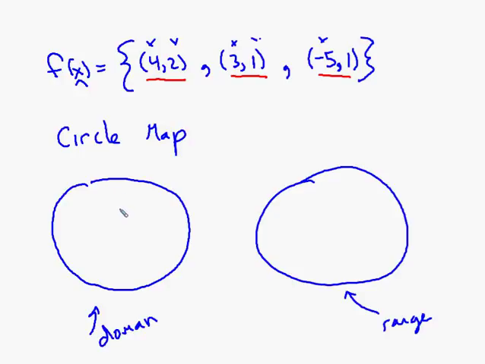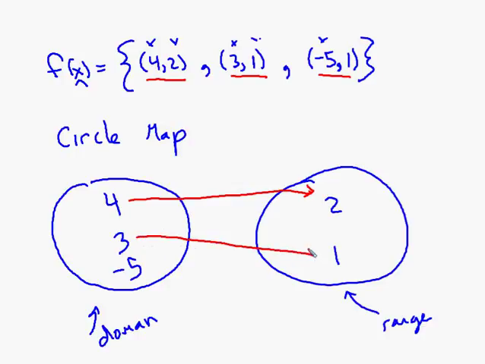All right, well, what's my domain? Well, we already listed it, 4, 3, and negative 5. See the x values. And over here on the right, the range, I have simply 2 and 1. And then I'm just going to draw an arrow. 4 goes to 2, do you see why? And 3 goes to 1, do you see why? And negative 5 goes to 1 as well. Do you see why that's the case?